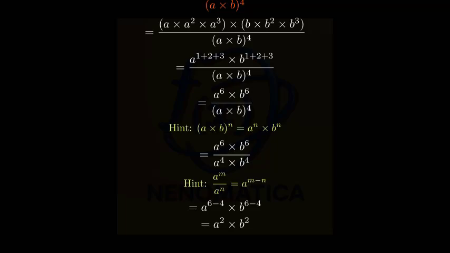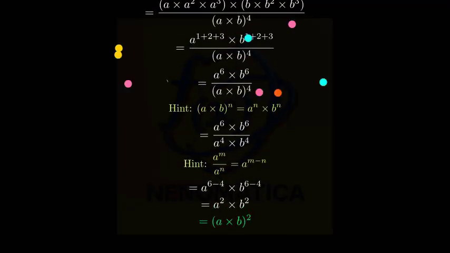Step 5. Finally, we can rewrite this in a more compact form. A to the second power times b to the second power can be written as open parenthesis, a times b, close parenthesis to the second power. So our final answer is open parenthesis, a times b, close parenthesis to the second power.